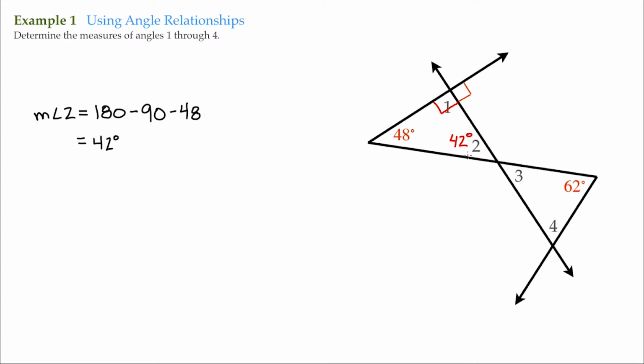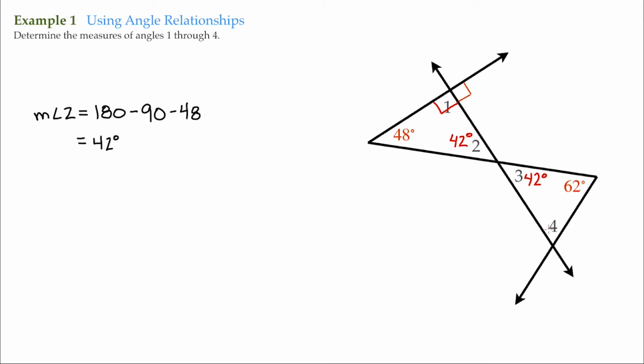Now notice that angle 2 and angle 3 are across from each other. These are vertical angles, and what we know about vertical angles is vertical angles have the same measure. So the measure of angle 3 is also 42 degrees. So I'm just going to pencil it in here.